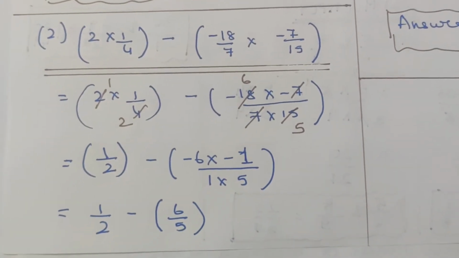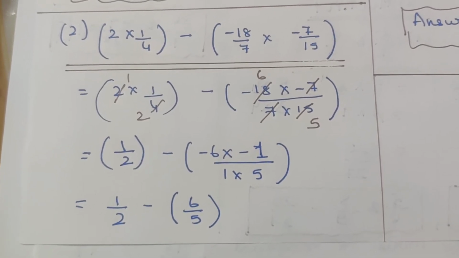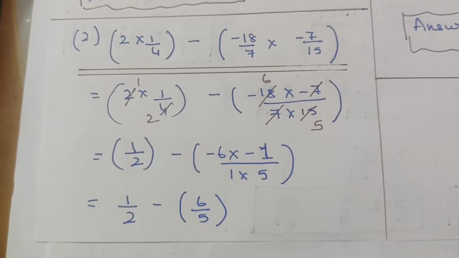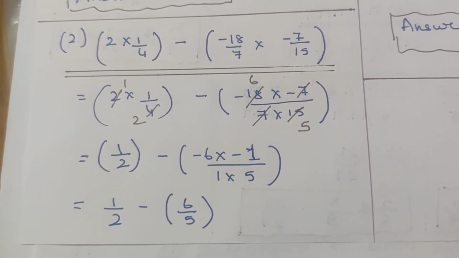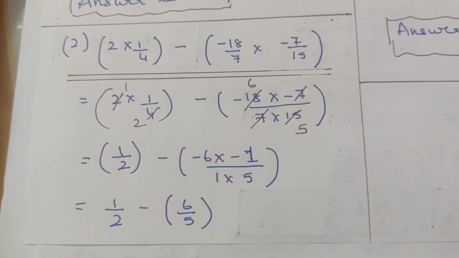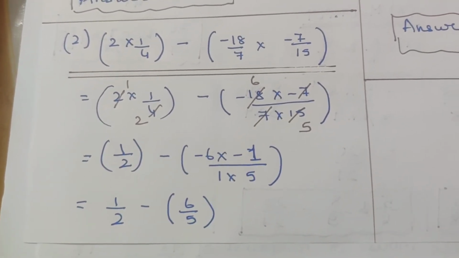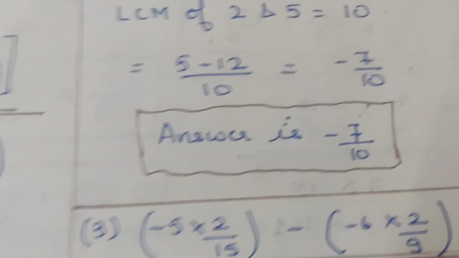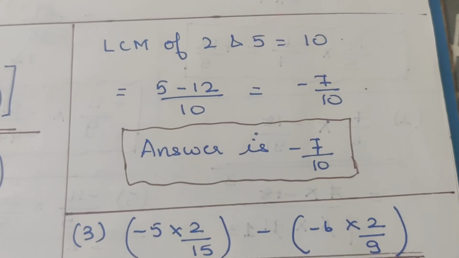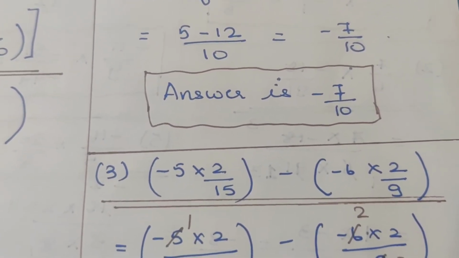Second one. 2 into 1 by 4 minus of minus 18 by 7 into minus 7 by 15. That is 2 into 1 by 4 minus of minus 18 into minus 7 by 7 into 15. Just see what all I have crossed out. So you get 1 by 2 minus of minus 6 into minus 1 into 1 by 5. That is 1 by 2 minus of 6 by 5. And here the LCM of 2 and 5 is 10. That is 5 minus 12 by 10. The answer is minus 7 by 10. Therefore, the answer is minus 7 by 10.